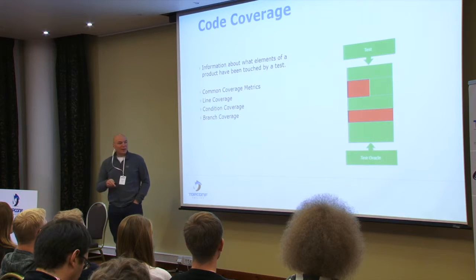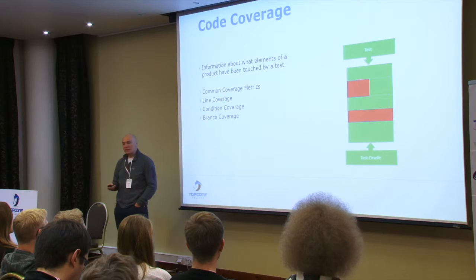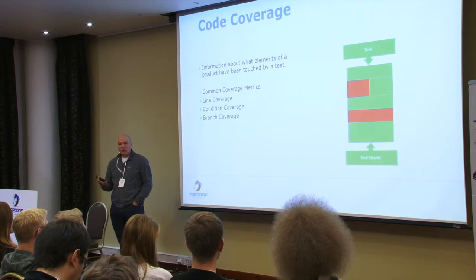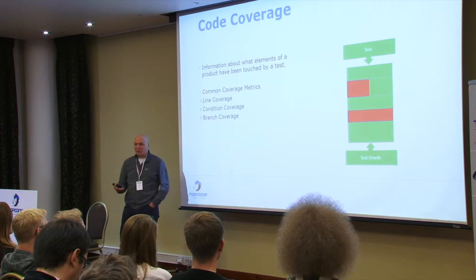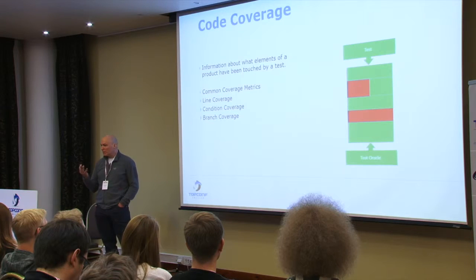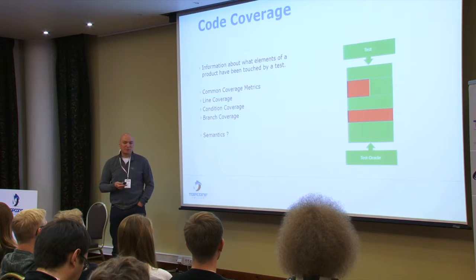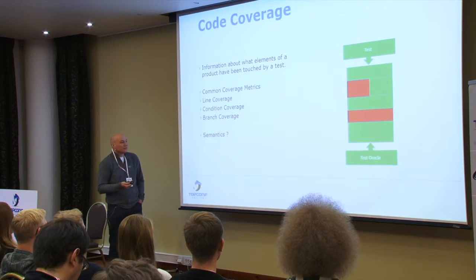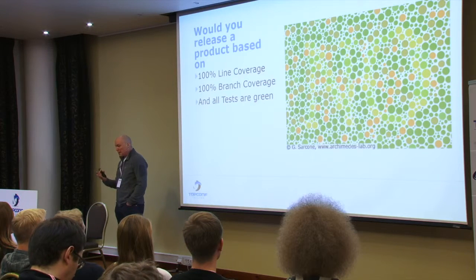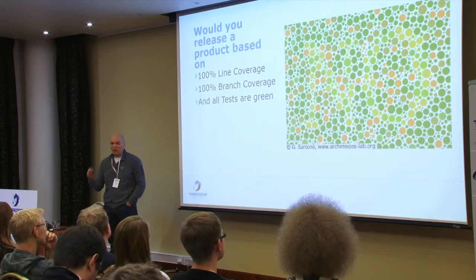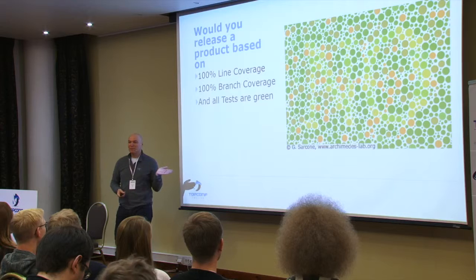Problem here, we have this test oracle. This is in JUnit's assertions, for instance. But we don't know if we have the right assertions. We only know which parts of the code have been covered, but not if we did the right checks. So did we really cover the semantics of our code? No. We don't know. So given that you have numbers, like you have 100% line coverage, 100% branch coverage, all tests are green, and that's the only information you have, would you release a product?